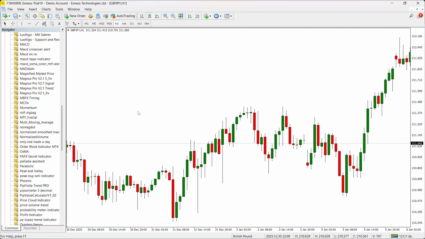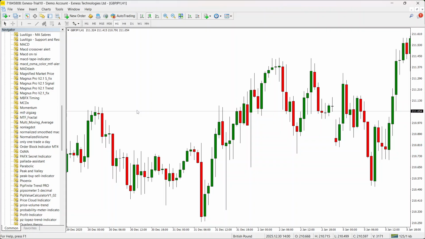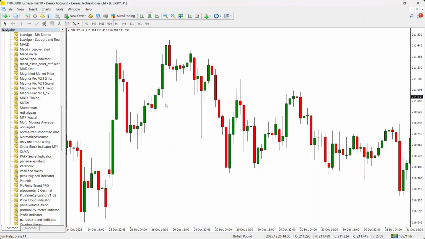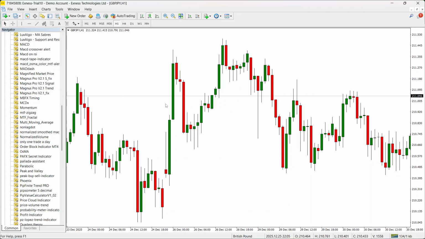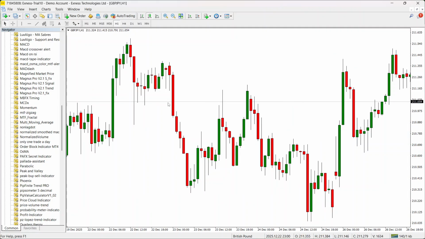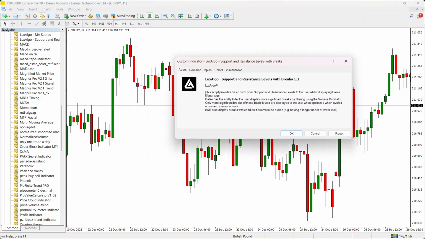Hello traders, in this video we're looking at the support and resistance levels with break indicators for MT4 and MT5. This tool automatically maps out key support and resistance zones and highlights when price breaks through them, giving you a structured view of market behavior and momentum shifts. At this point I'll load the indicator on the chart so you can see how it looks in real time.